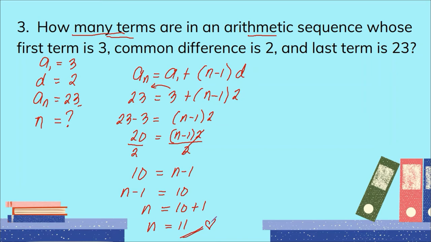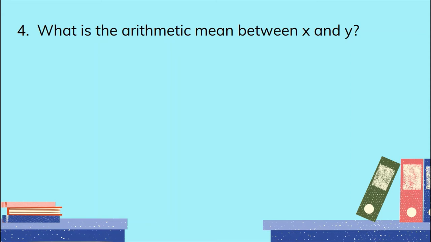What does the arithmetic mean between x and y? So, this is our number 4 question. So, ito po, to solve this, it's very easy. So remember sa ating arithmetic sequence lesson, I think that was week number 2, kapag meron tayong dalawang terms, yung gitna noon ay ang tinatawag na arithmetic mean. So this one, iisang mean lang or isang arithmetic lang yung hinahanap. So meron tayong x and then ano to, okay, that is the arithmetic mean, and then y.